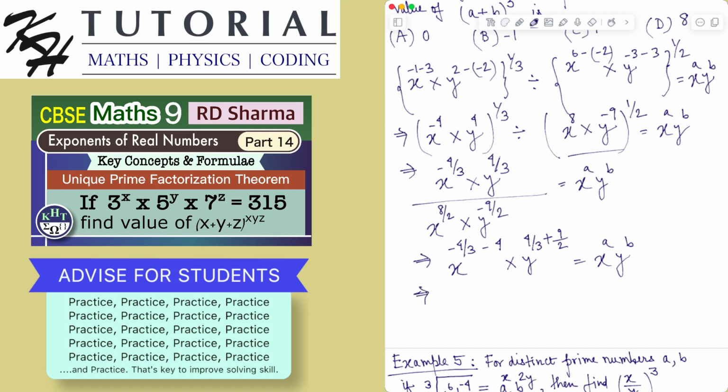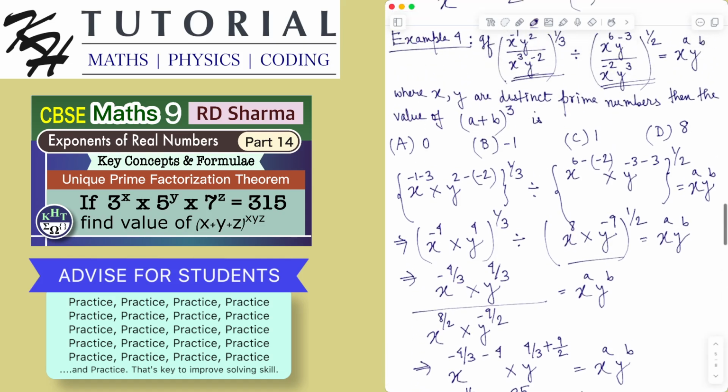So this implies x to the power minus 16 by 3 multiplied by y to the power 35 by 2 is equal to... I think I have done some mistake because the powers on the left hand side are looking very weird. Let me check once again.